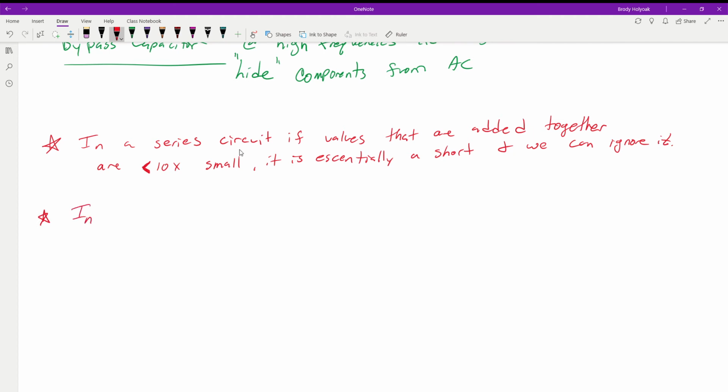Our next one is in a parallel circuit. If the value in parallel is greater than 10 times the value that we're looking at, it is essentially an open, and we can ignore it.